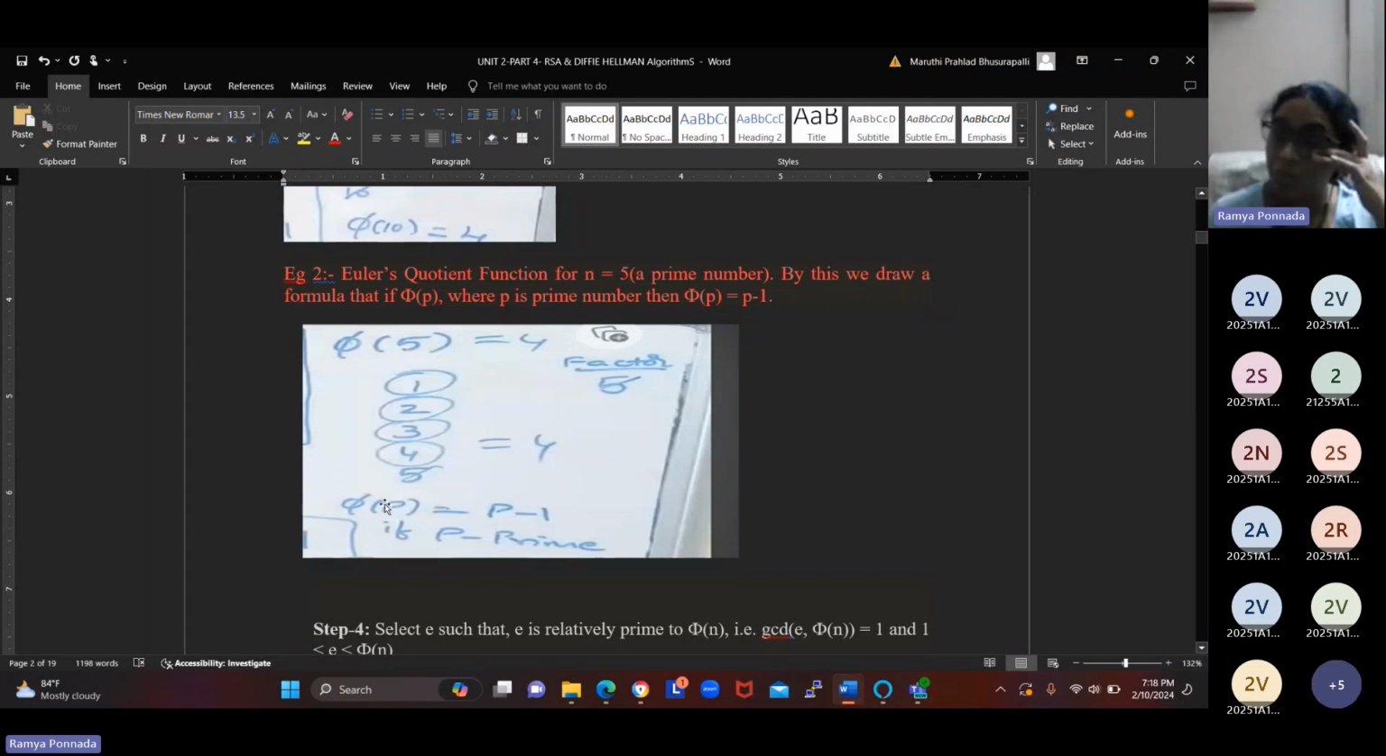Okay, so if phi of p, where p is going to be a prime number, then it is equal to p minus 1, because a prime number will always have the number itself as a factor of it, right? So it is going to be p minus 1. So that particular number you are going to be striking off, and how many elements are left out, that is going to be the value of phi of your prime number.